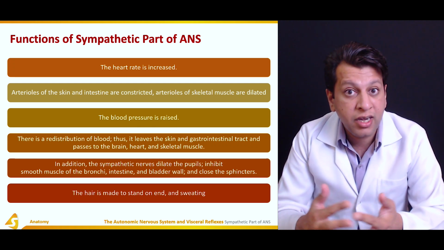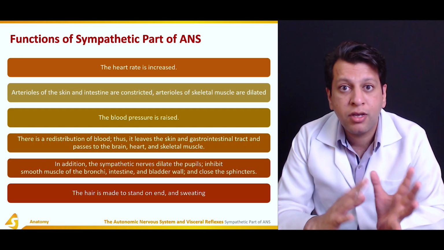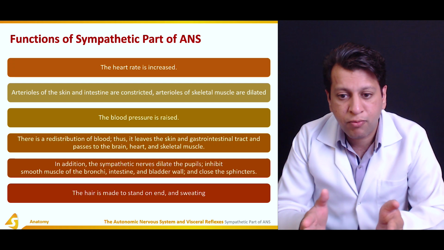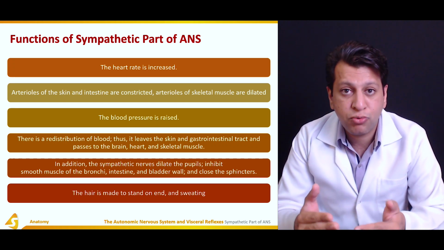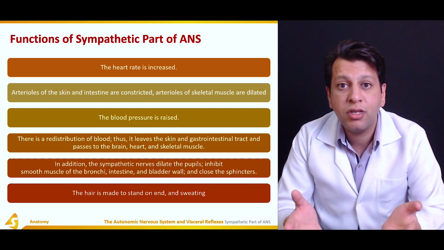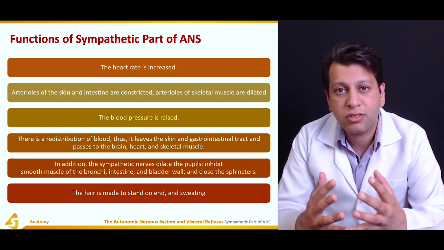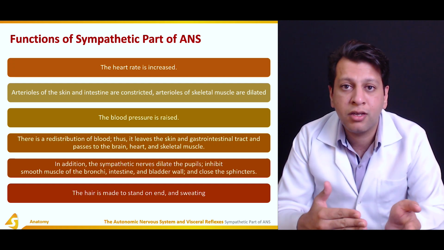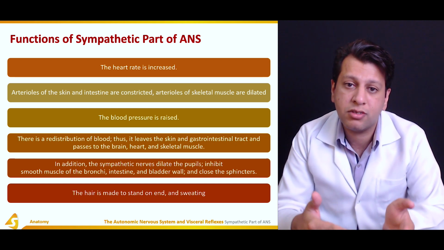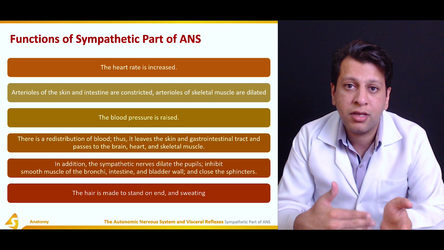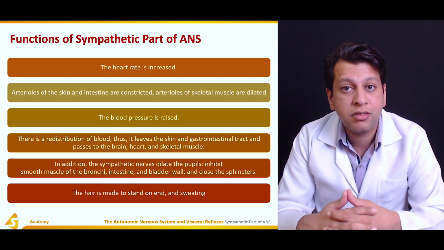Your pupils will dilate because more light will come into your eye, so that your vision will become such that you can see more and you can see better, because your body needs to protect you from the rabid dog. So it's actually helping you out. This autonomic system is firing so that all those things which are needed to get away from that rabid dog happen at this time. The hair is made to stand on end and sweating occurs.